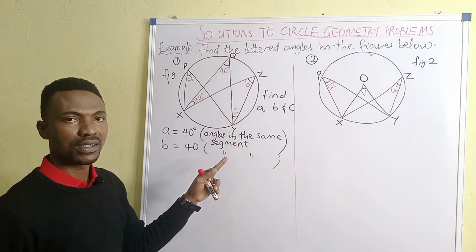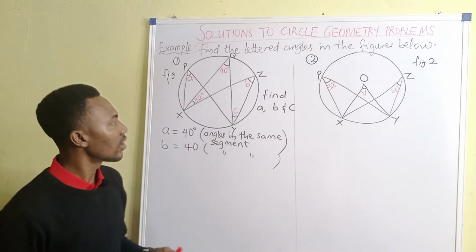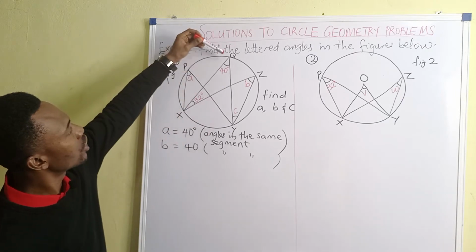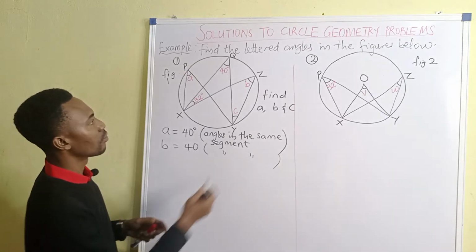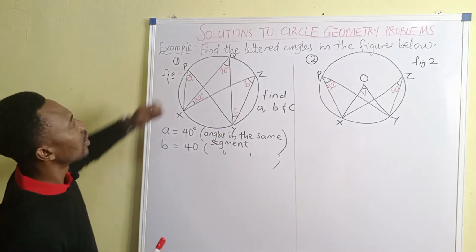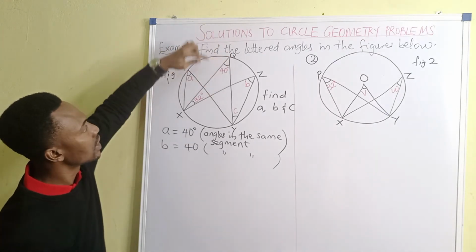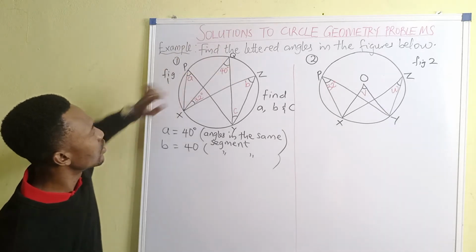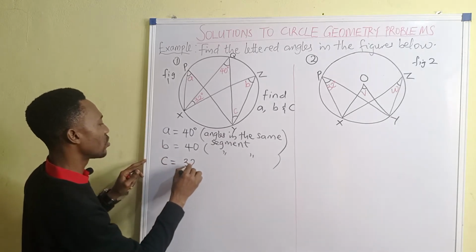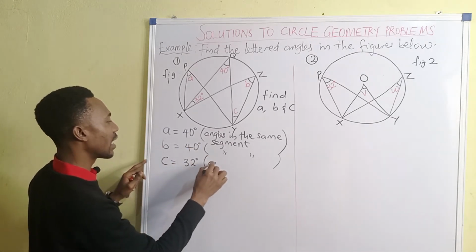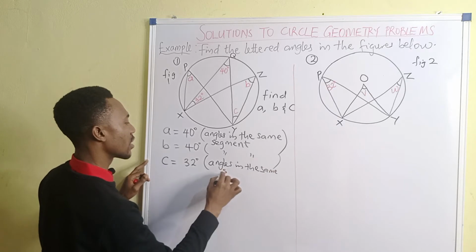Okay, now we have a last angle C. Now, how do you find C? Just do well to first trace the point where C is coming from. Now, if you look at this shape, C is coming from point Q and point Z. You look at it, point Z and point Q. Now, there is another angle made by a line coming from point Q and point Z, and that is 32. So we can say that C is equal to 32 degrees. The reason: angles in the same segment.